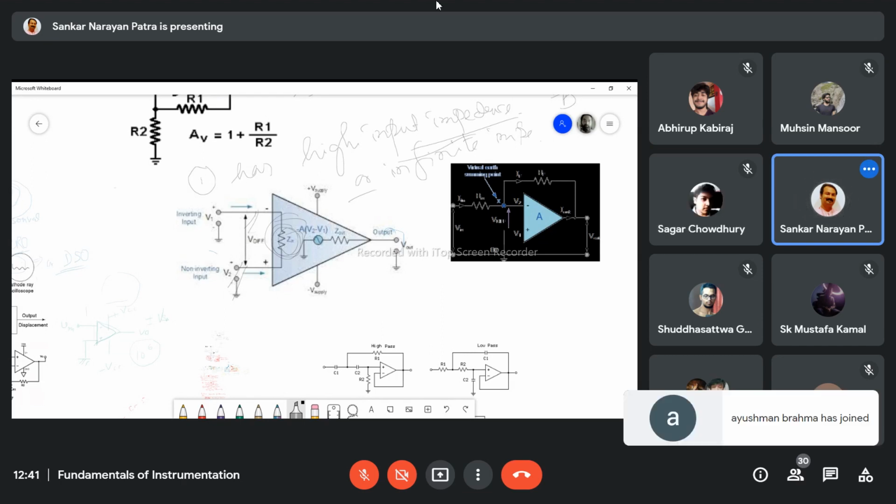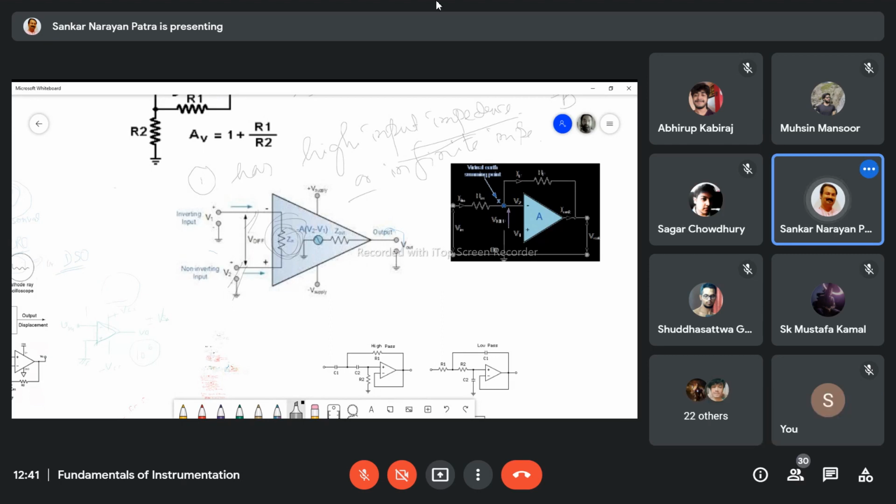What about the output impedance? The output impedance is very low, because ideally the current is zero, and most of the current will be forced to pass through the resistance. Resistance means what? Resistance is here, R.